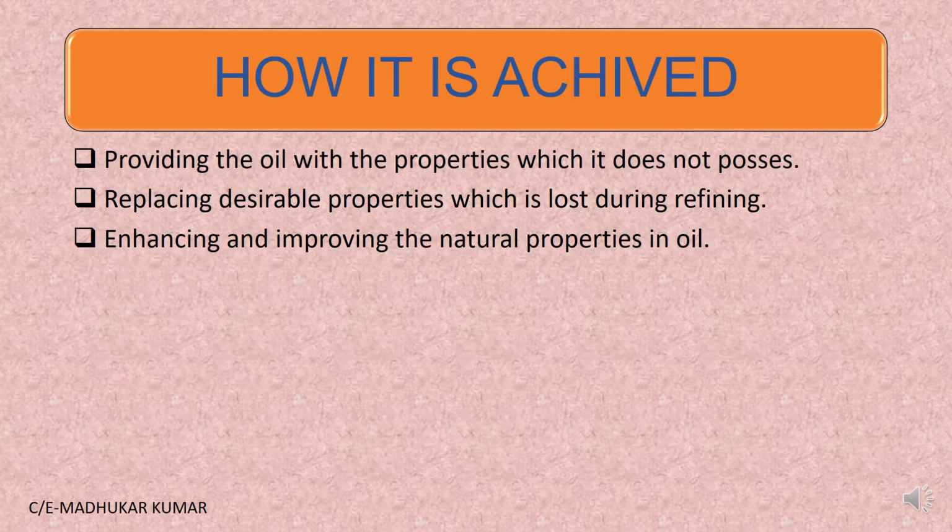How is it achieved? Providing the oil with properties which it does not possess. The additional property is achieved by the oil if we add the additives of the desired property. Replacing desired property which is lost during refining.